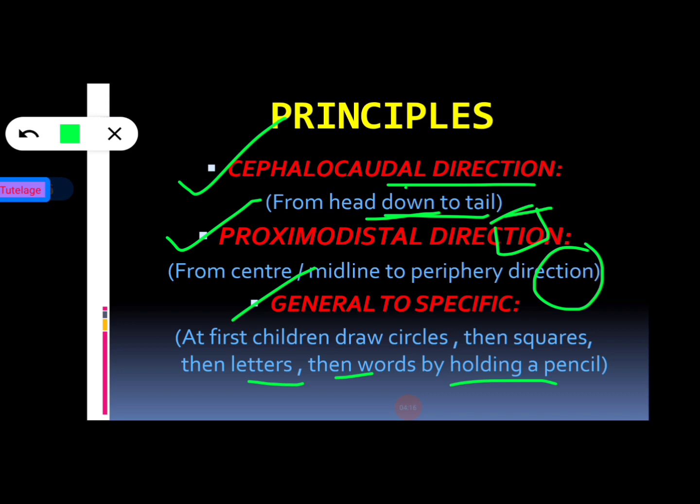So development and growth follows the cephalocaudal direction, it follows the proximodistal direction, it follows the general to specific direction. So that's why all three are very important to everyone. And I think principles are clear to all. So now move on to the next concept.